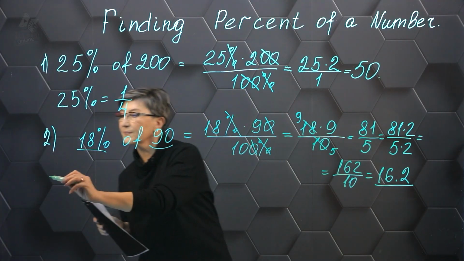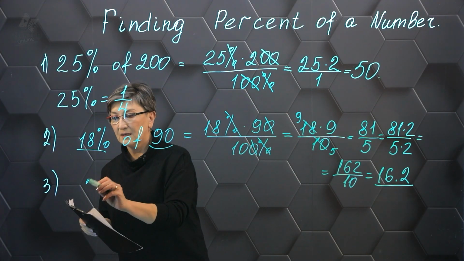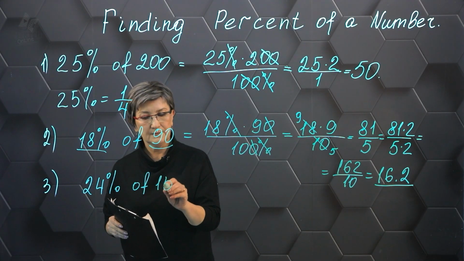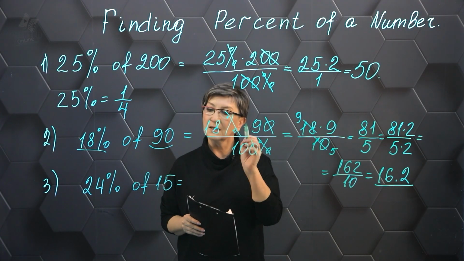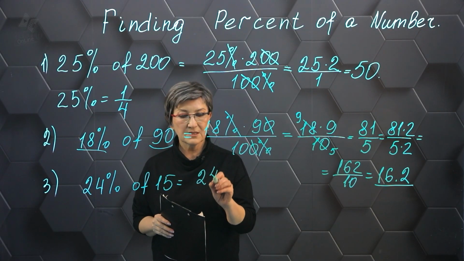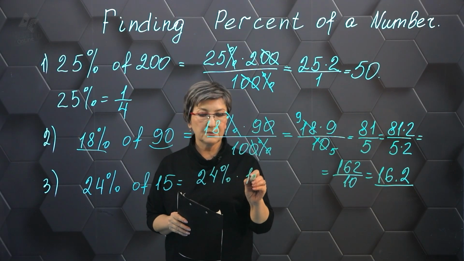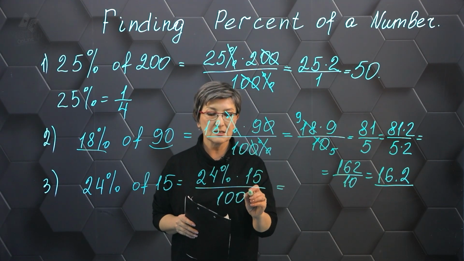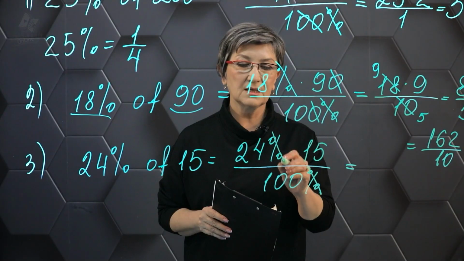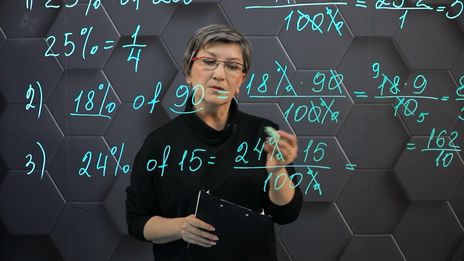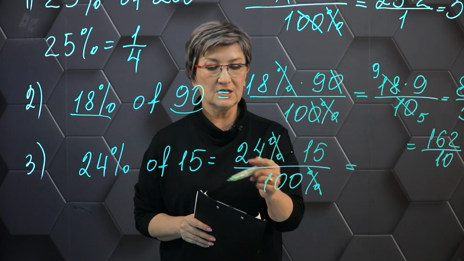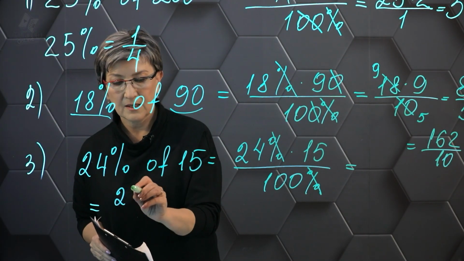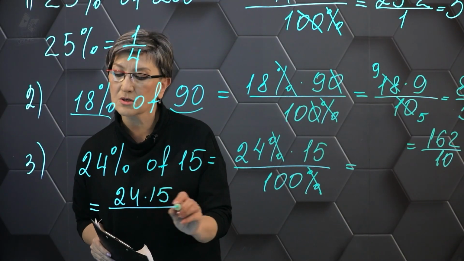And one more example, where we need to find 24% of 15. We will use our rule to do this. We multiply 24% by 15 and divide by 100. What do we get for 100%? The sign of the percent is reduced. In this case, you could, of course, reduce 24 and 100, but I'm not going to shorten it. I'm going to multiply 24 directly by 15 and divide by 100.